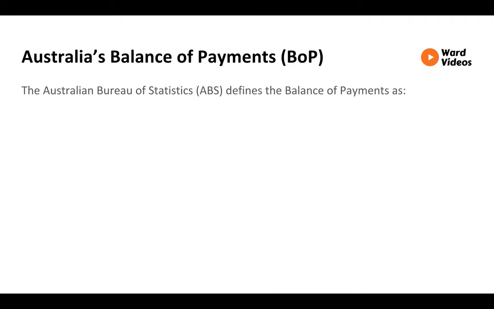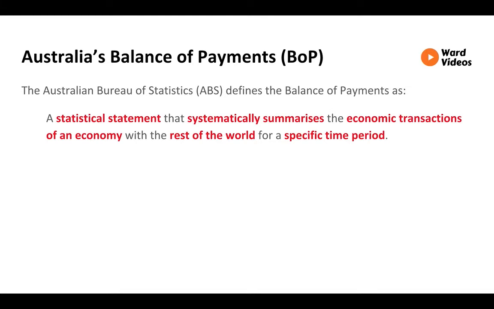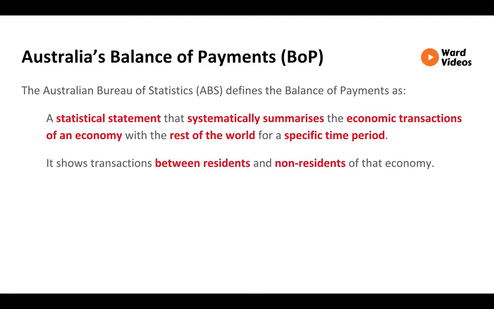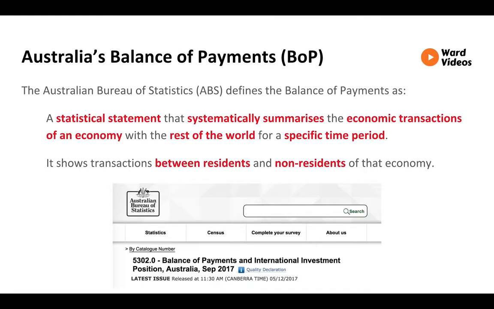The Australian Balance of Payments, the BOP. The Australian Bureau of Statistics, ABS, defines a balance of payments as a statistical statement that systematically summarises the economic transactions of an economy with the rest of the world for a specific period of time. It shows transactions between residents and non-residents of that economy. The ABS releases the BOP data quarterly on their website. Just search catalogue number 5302.